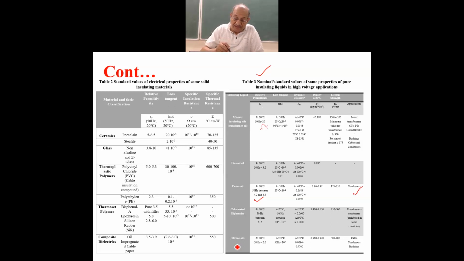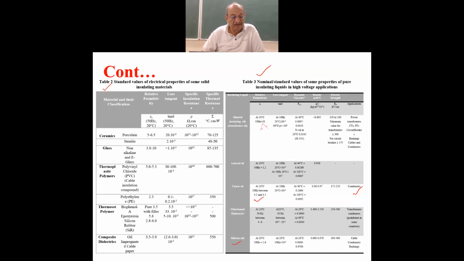Silicon oil is a very good oil and widely used, but it is a little costly. It is used for cables, it is used for condensers and other applications, but may not be in bulk application like for transformer oils, because it's a costly insulating material. And here's another table, table number 2. Please try to have a look at it.